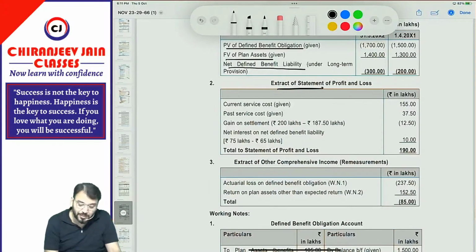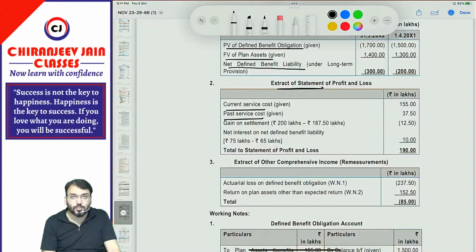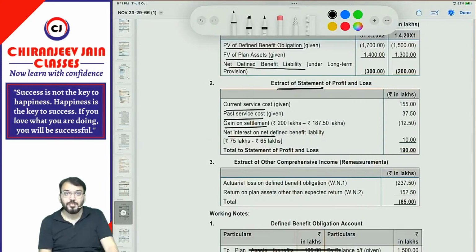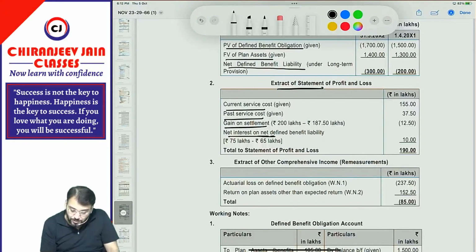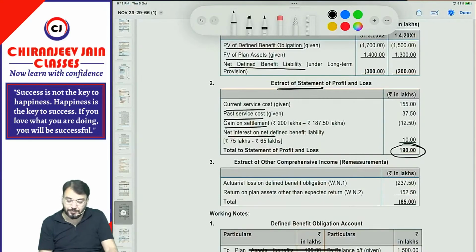Then the extract of SOPL. Then current service cost will come. Past service cost will come. Gain on settlement will come. And net interest cost will come. Net interest cost is interest cost minus interest income, whatever we have recognized based on 5%. Understood. So this will be the total amount transferred to P&L.